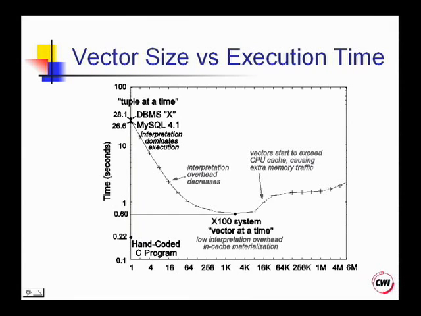This is because if the vector size is too big, results will not fit the cache anymore as they propagate between the relational operators. So we have to materialize intermediate results in main memory, and this starts to become an overhead. And we can see that there is an optimum, and that's what we try to achieve in X100, and it's close to a hand-coded C program.